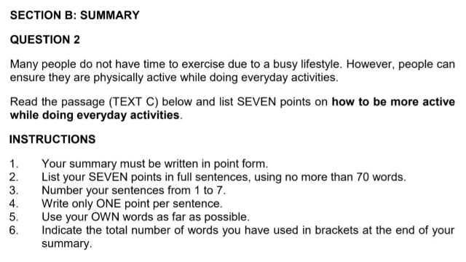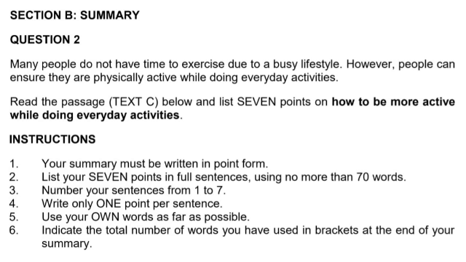As you see in question 2, it says many people do not have time to exercise due to a busy life. However, most people can ensure that they're physically active while doing everyday activities. Read the passage in text C below and list 7 points on how to be more active while doing everyday activities. So this is what you need to summarize. You need 7 bullet points.